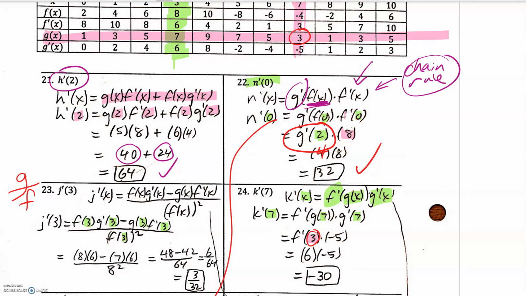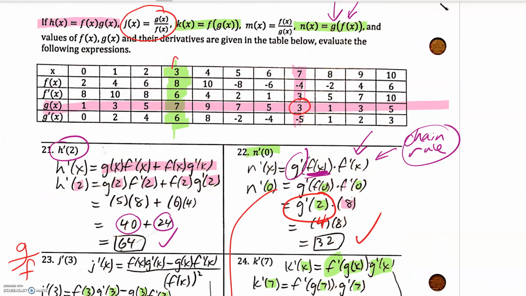Now we need f prime of 3. So now we're looking at the 3 column. F prime, that's this row right here. So here we go. We need a 6 right there. So there's the 6. 6 times the negative 5. That was g prime of 7. G prime of 7 was right there, negative 5. Plug it in, multiply them. Done deal.